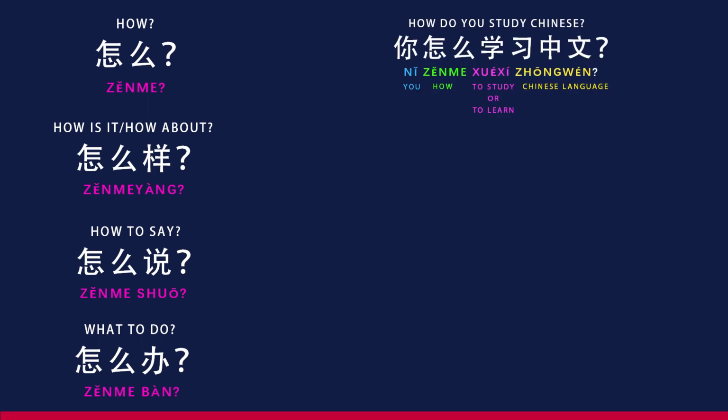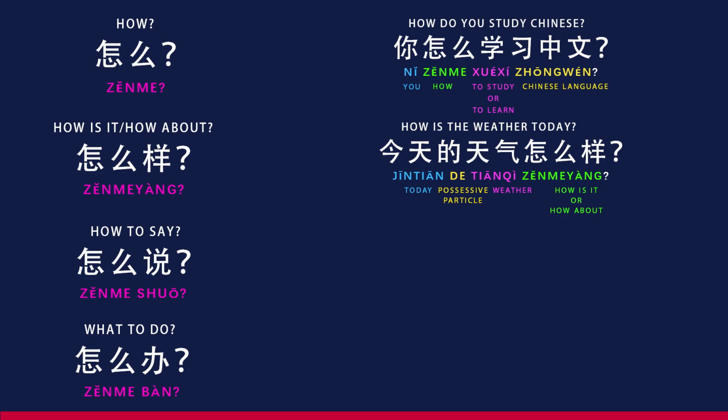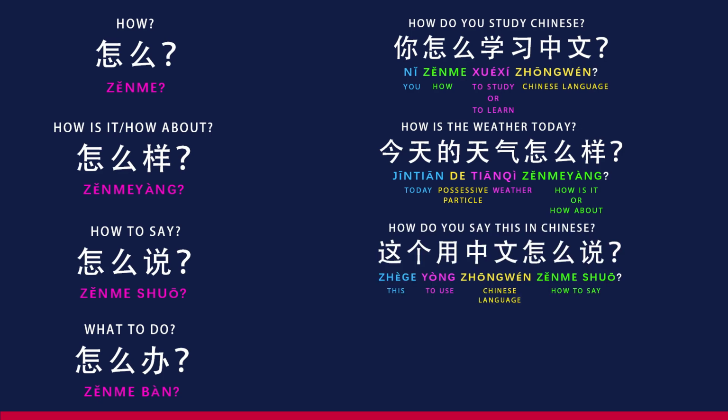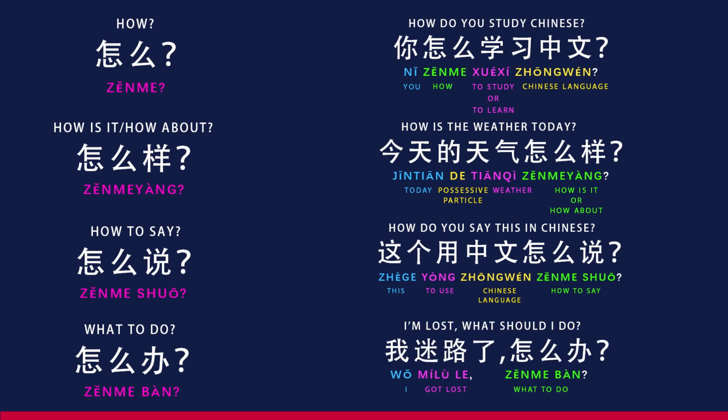How do you study Chinese? 你怎么学习中文 How is the weather today? 今天的天气怎么样 How do you say this in Chinese? 这个用中文怎么说 I'm lost, what should I do? 我迷路了，怎么办 These interrogative words could be very useful as a beginner in your journey, so don't hesitate to use them while trying to form sentences from your thoughts. And notice how time is always in the beginning of the sentence in Chinese, like 今天的天气怎么样 Let's hear these examples one last time before moving to the second part of this chapter.